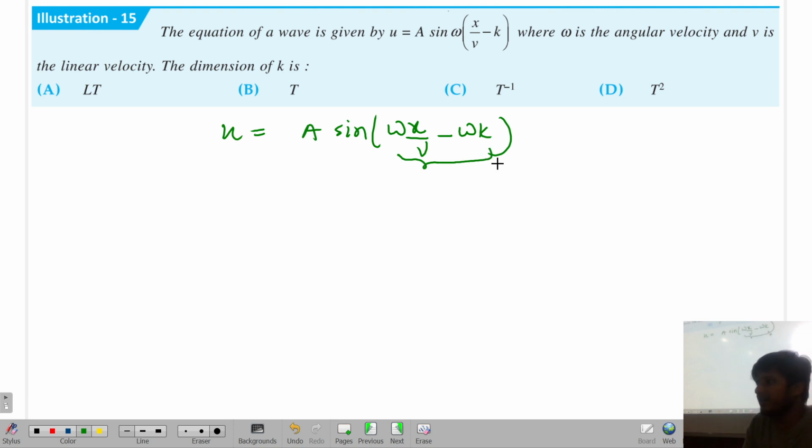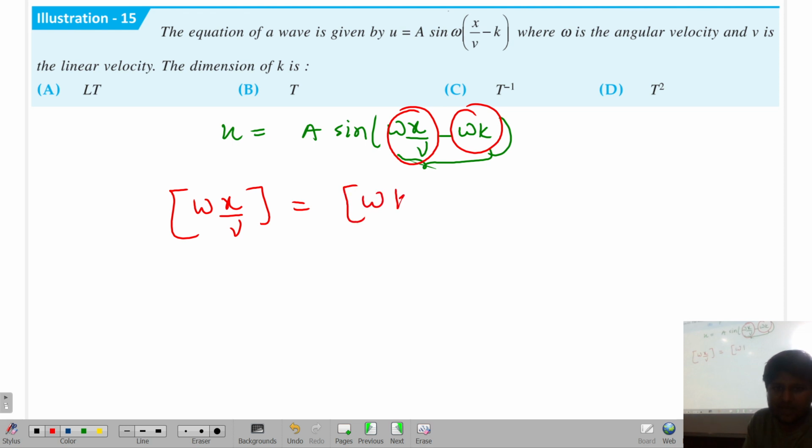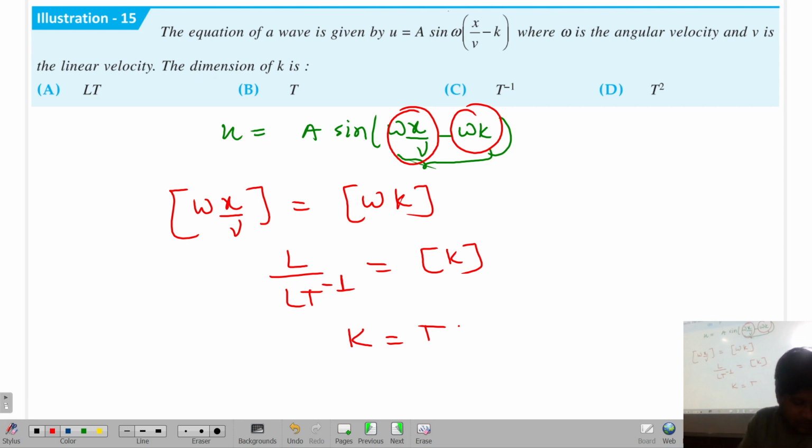See, this inside term is all dimensionless or not. If it is a dimensionless quantity and it is written in subtraction form, what is going to be the property? That the dimensions of this term and the dimensions of this term should be equal. So dimensions of omega x by v is equal to dimensions of omega k. I can cancel the dimensions of omega. Dimensions of x is length. Dimensions of velocity is L T to the power of minus 1. That is equal to just the dimensions of k. So what is the dimension of k? It is equal to T. Option B. NEET 2020-22. This is easy now.